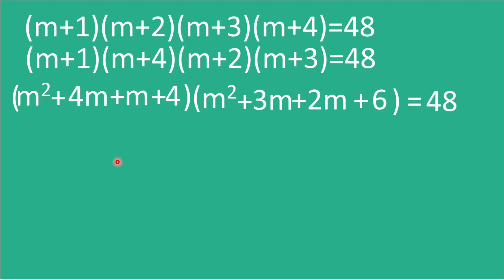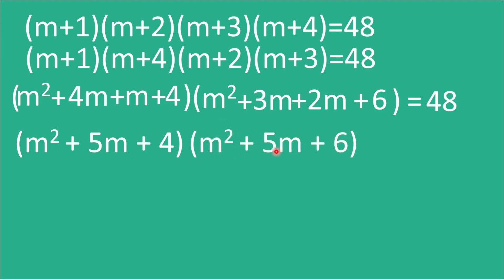And now we will add this 4m with this m, so it will become 5m, and similarly this 3m with this 2m, so this will become 5m as well. So this whole value will become m squared + 5m + 4, and similarly this whole value will become m squared + 5m + 6, which is equal to 48.